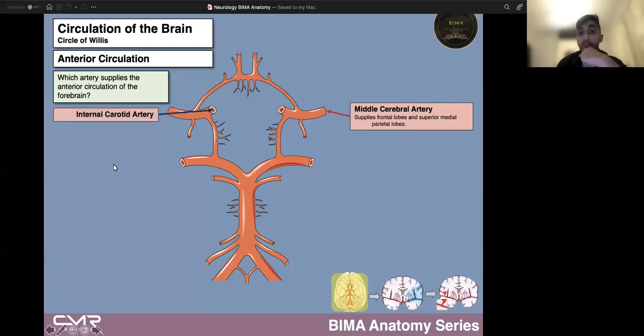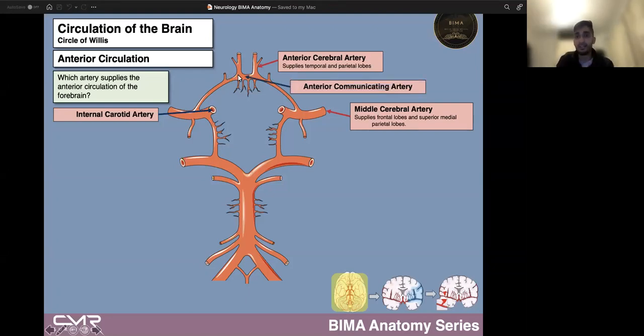Yeah, so we have the internal carotid artery. The internal carotid artery is the main artery which supplies the anterior circulation of the forebrain. And this is where the anterior cerebral artery arises from. The anterior cerebral artery, as you can see, there are two, and it supplies the temporal and parietal lobes. And the two anterior cerebral arteries are connected by a thing called the anterior communicating artery.